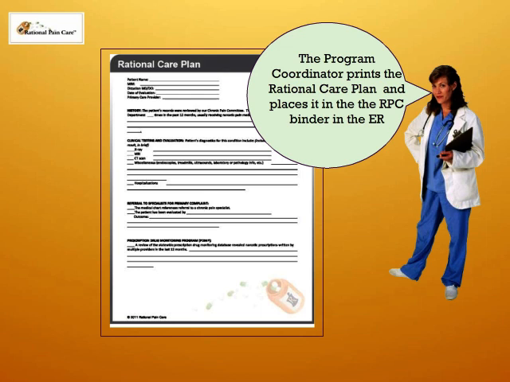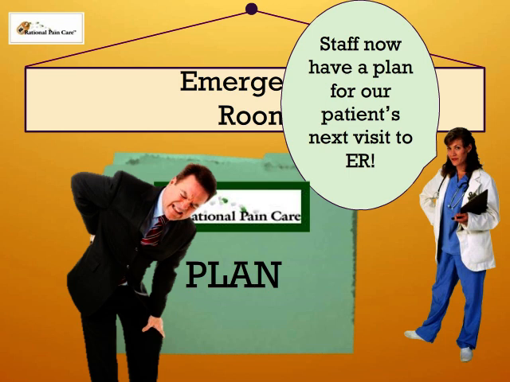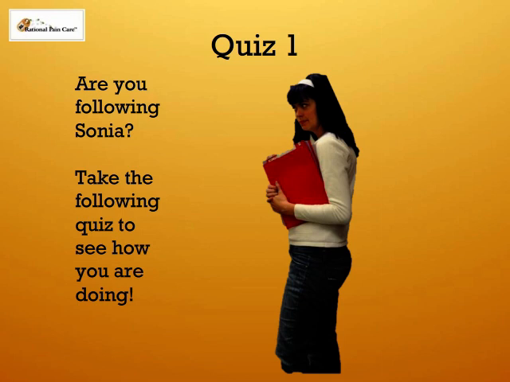And now the program coordinator is going to retrieve the final plan, print it, and place it in the binder in ER. And now the staff have the plan. Our process is almost complete. Are things beginning to make sense? Here's a little quiz for you to check in with. Continue to the next slide to take the quiz.